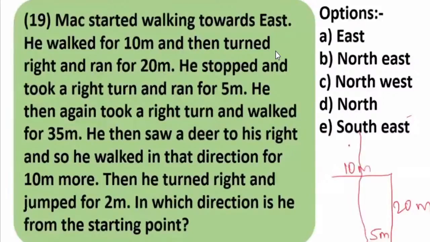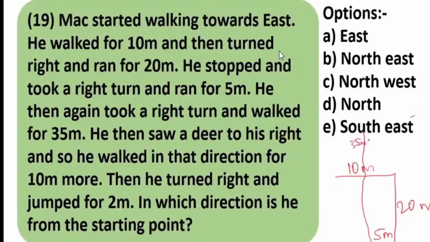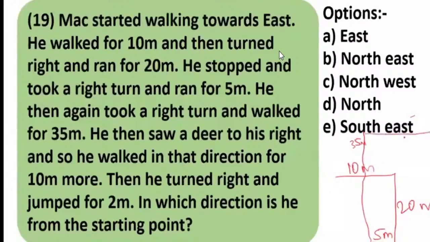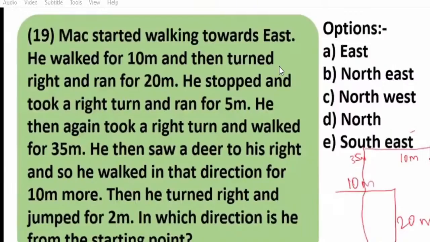So this is 20 plus 15, which is 35 meters. He then saw a deer to his right, so he walked in that direction for 10 meters more. So he walked 10 meters more towards his right because he saw a deer. Then he turned right and jumped for 2 meters, turned right and jumped for 2 meters. In which direction is he from the starting point? Common sense, it is northeast.